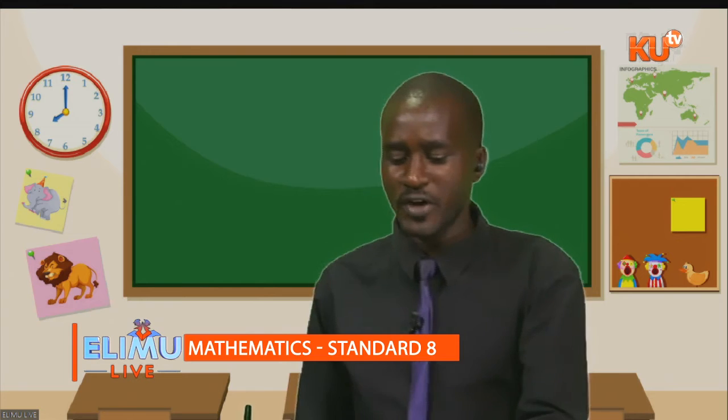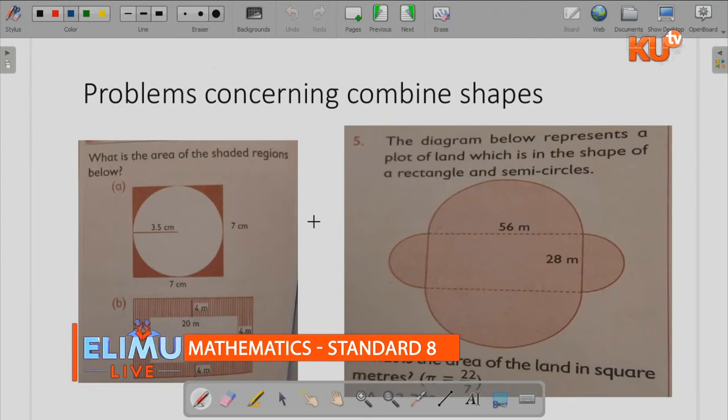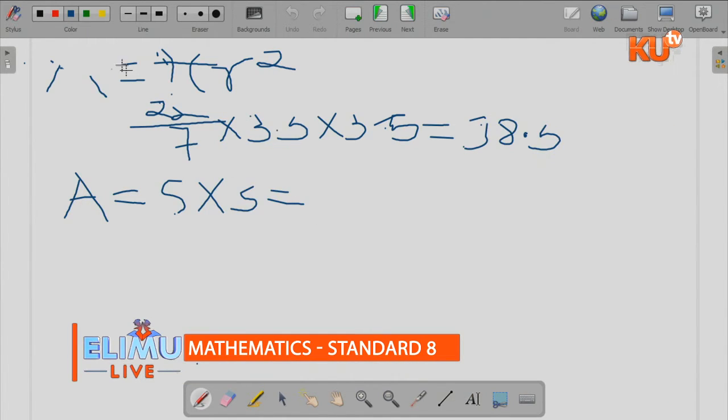Now let's come to the area of a square. Area of a square is equal to side by side. If you check that square there, you can see side is 7 and side is 7. So we say 7 by 7, that one gives us 49.